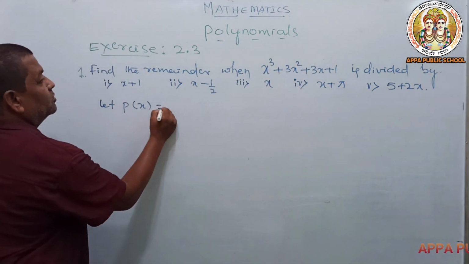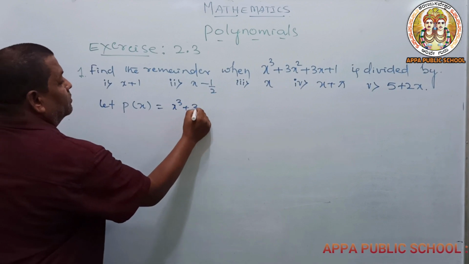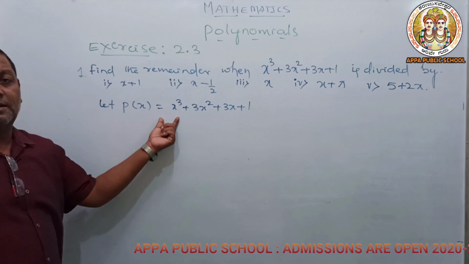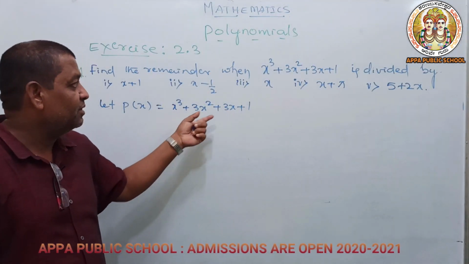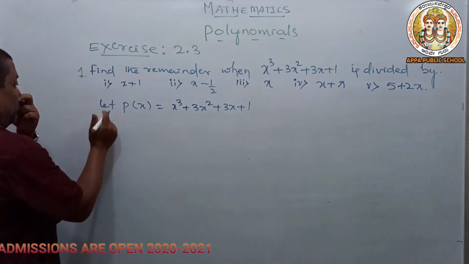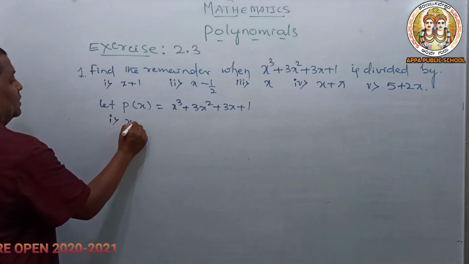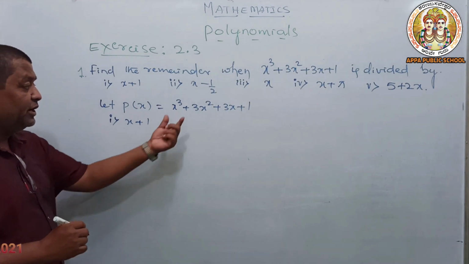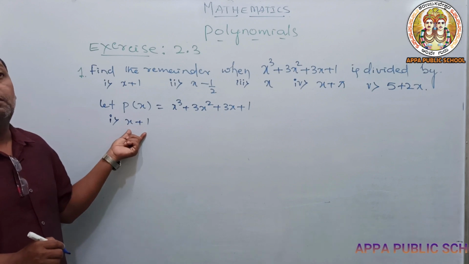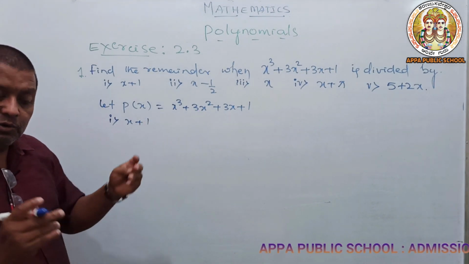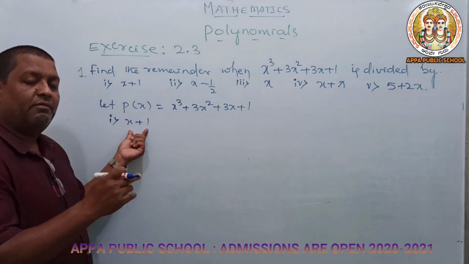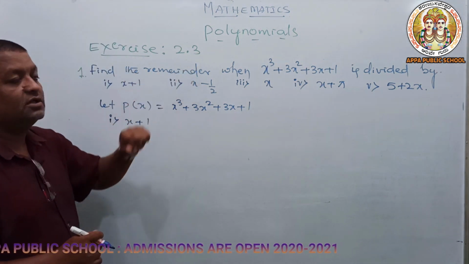P of x is equal to. For all cases this is the same, because they gave one polynomial for all. Now x plus 1. We need to divide this by this polynomial. If we use the long division method, it will take a lot of time to find remainders. But this is very fast using the remainder theorem.